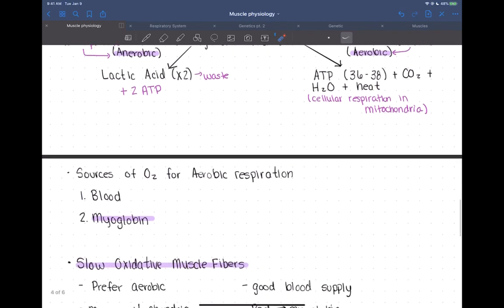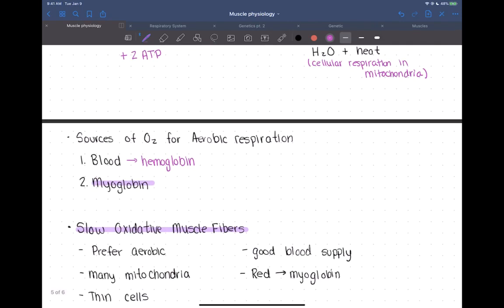We probably all know that blood transports oxygen, specifically the hemoglobin in our blood cells. They pick it up from the lungs and take it out to the tissues where it's needed. Skeletal muscle cells also have a specialized protein called myoglobin. This is a protein that can bind to and hold on to oxygen, so that it basically stores oxygen.